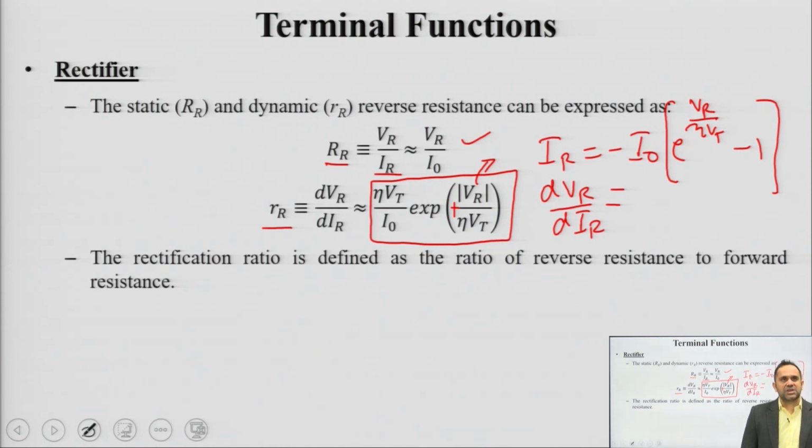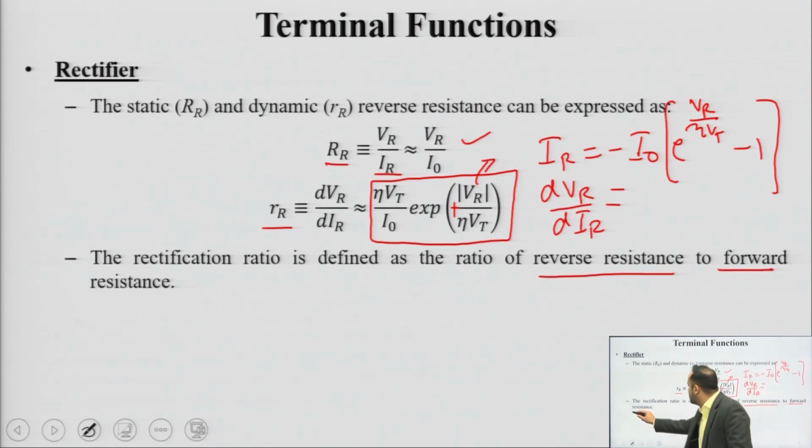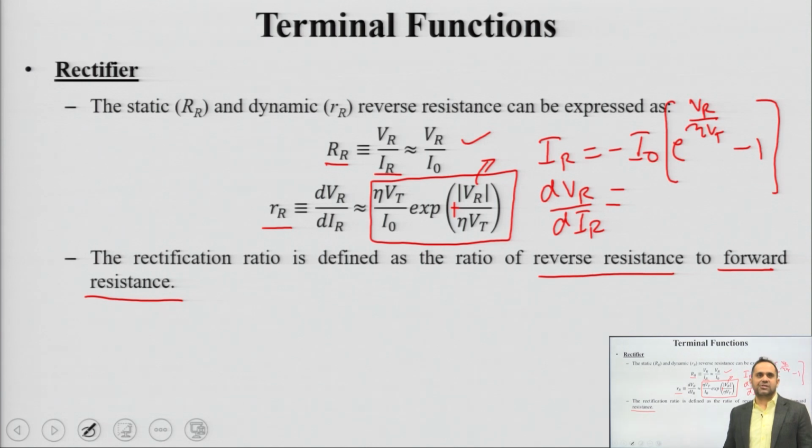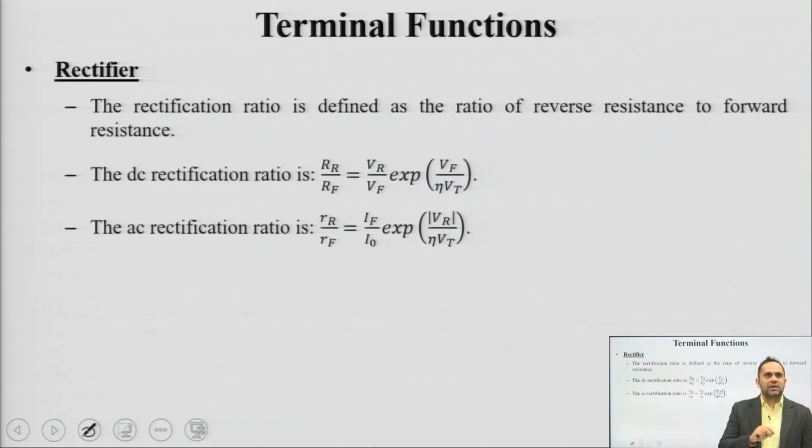The rectification ratio is defined as the ratio of reverse resistance to forward resistance. So, the rectification ratio can also be static and dynamic. You divide the static reverse resistance by the static forward resistance, static rectification ratio. Same for dynamic rectification ratio. Okay. So, this is going to give you the switching behavior of a diode which can be used to obtain a rectifier. Okay. The rectification ratio DC or static, AC or dynamic is given by these expressions here.